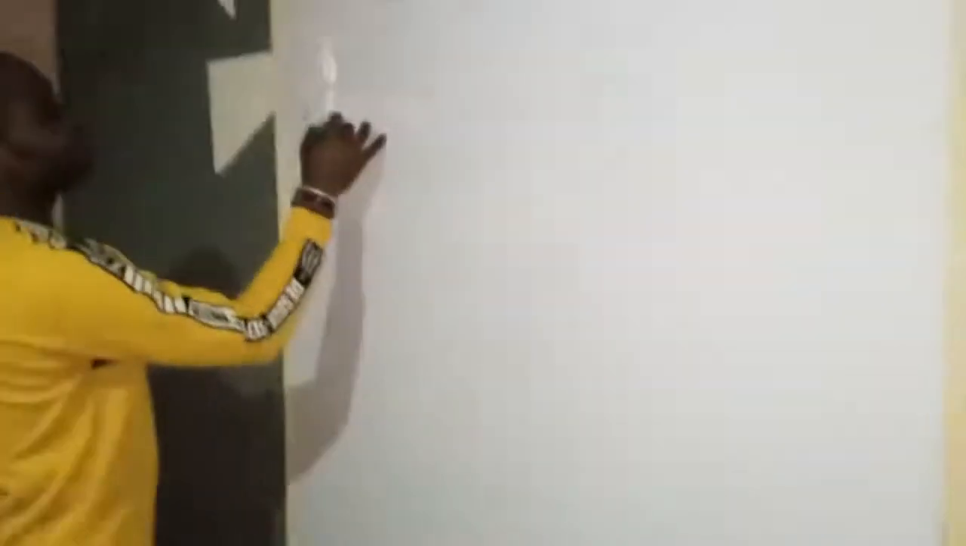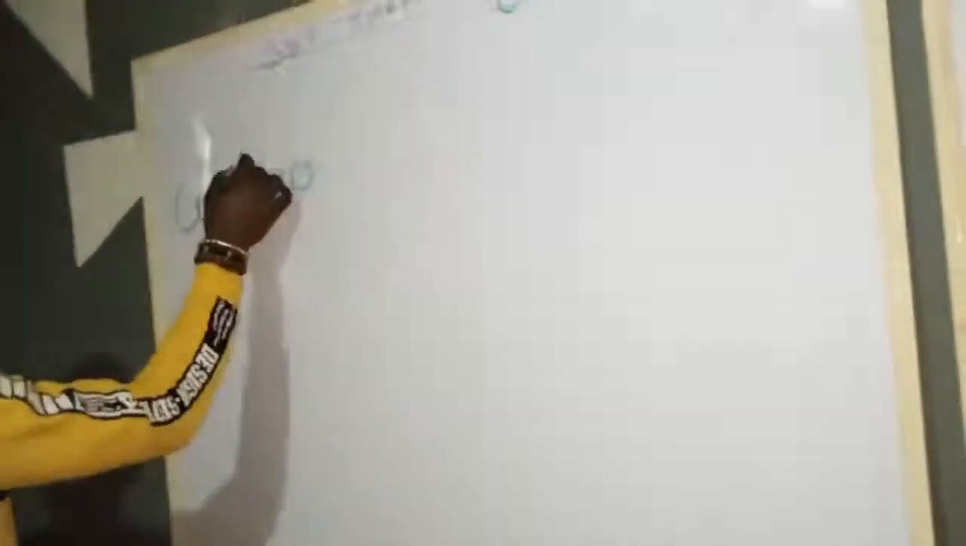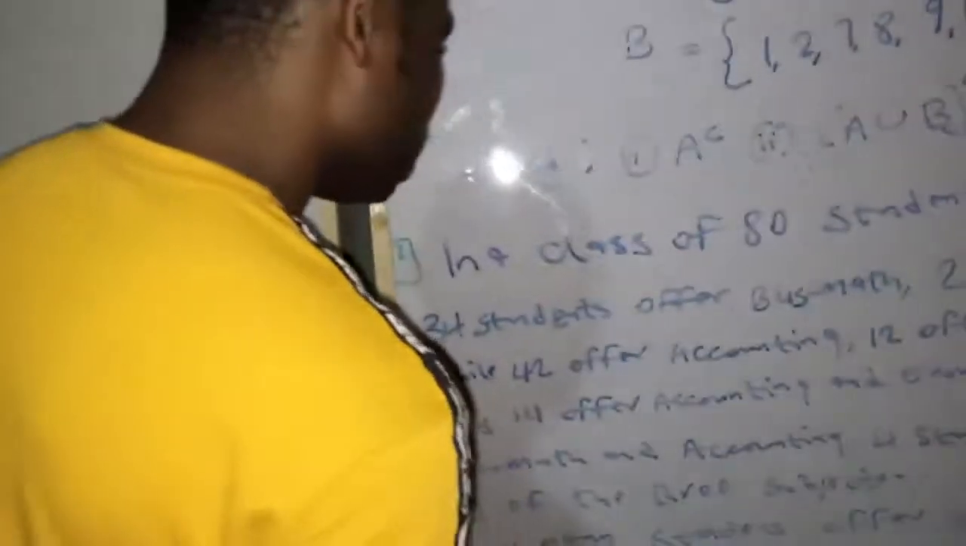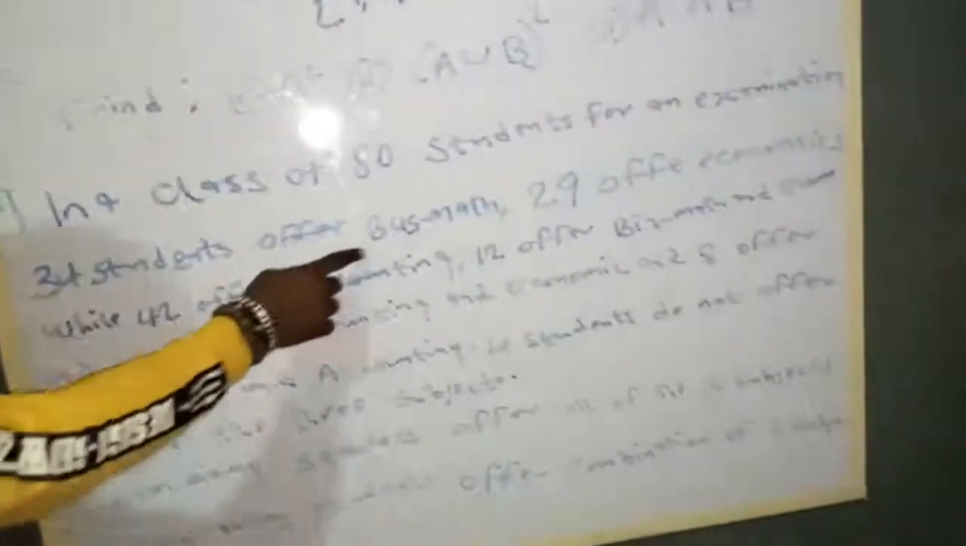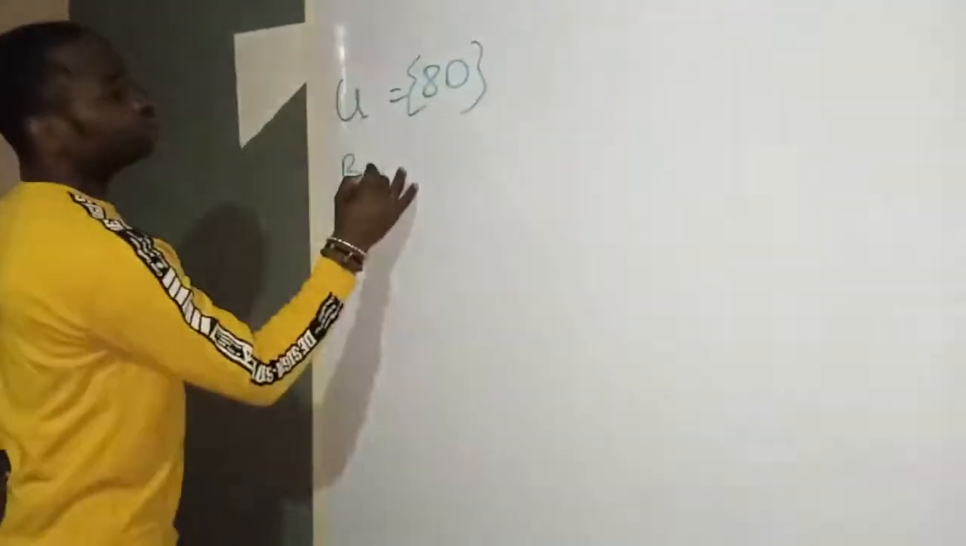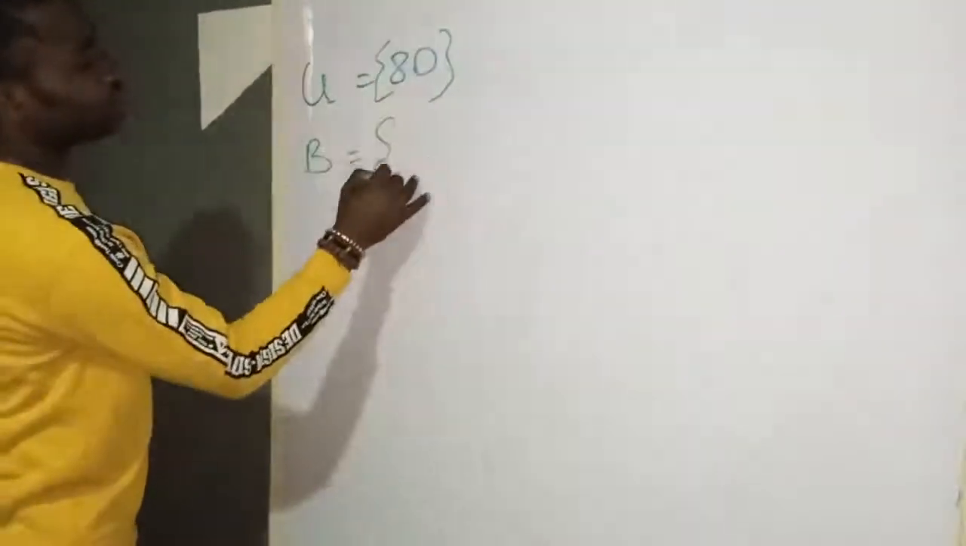Whenever we are given this kind of question, the first thing is to list them in the form of sets. They said in a class of 80 students, that means 80 is the universal set. Now say the universal set is equal to 80 students, where they said 34 students offer business. Business will be represented by B. So B is 34.